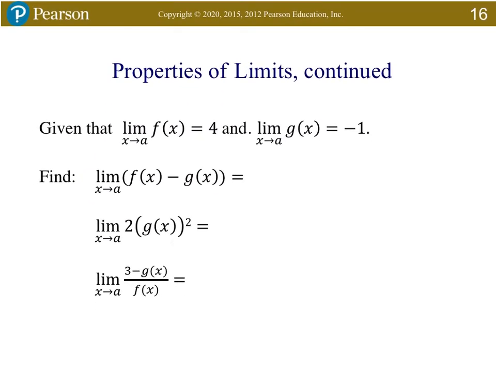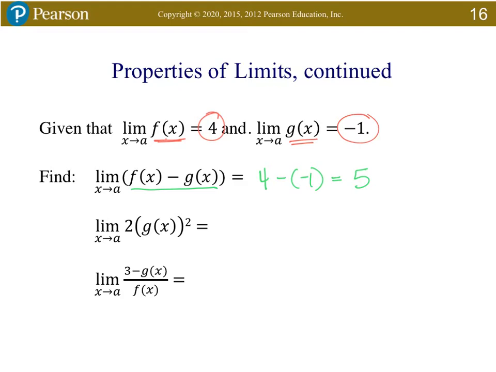So here are some samples of quick questions you might do with the properties of limits. Let's suppose that the f function, as x approaches a, has a limit value of 4, and the g function, as x approaches a, has a limit value of -1. The first question is, find the limit of f minus g. That's a legal thing to do, you are allowed to subtract. And so the answer would be 4 for f, minus -1 for g, and so we get 5.